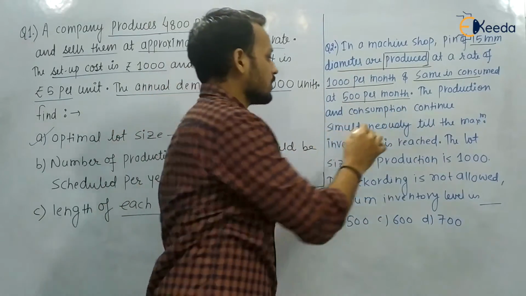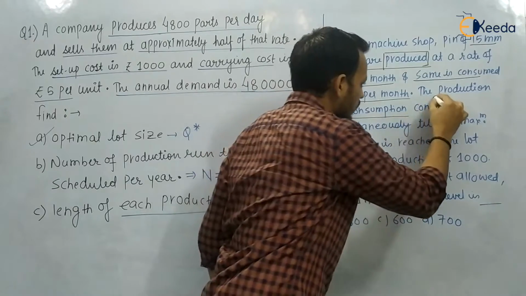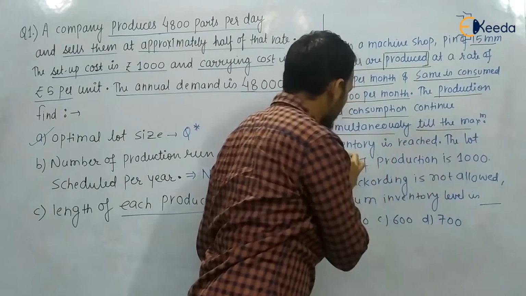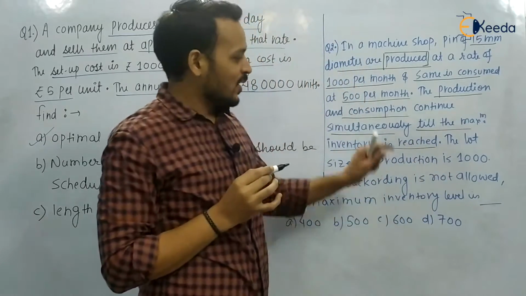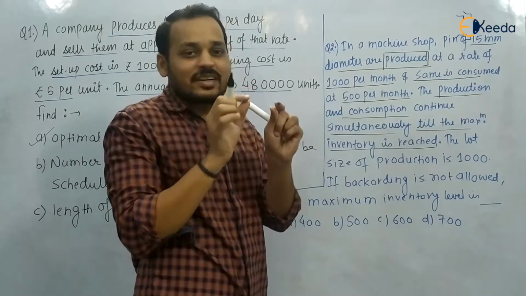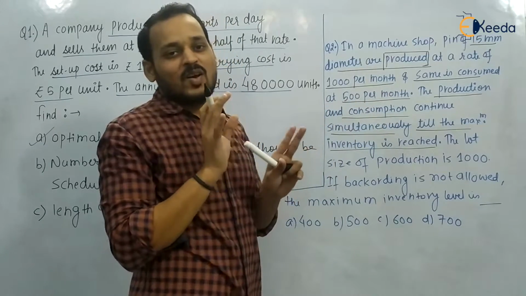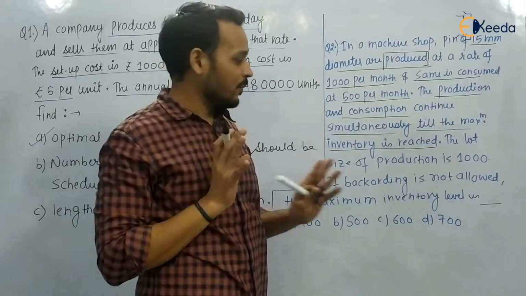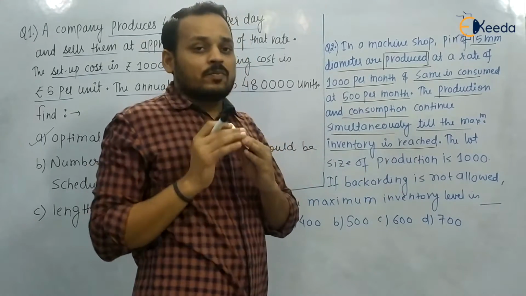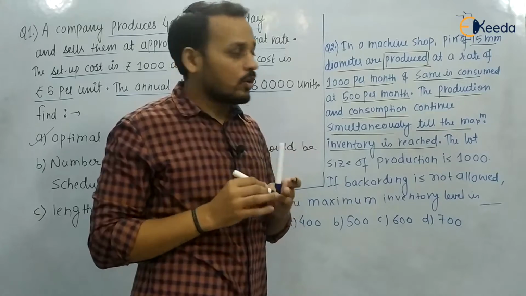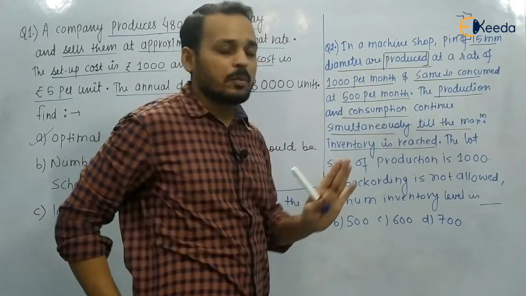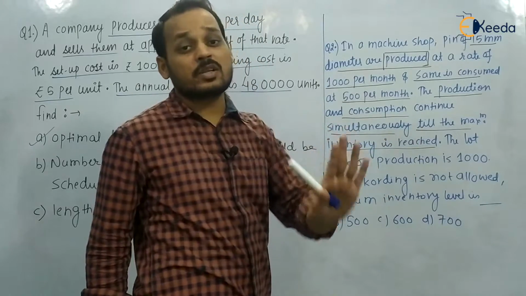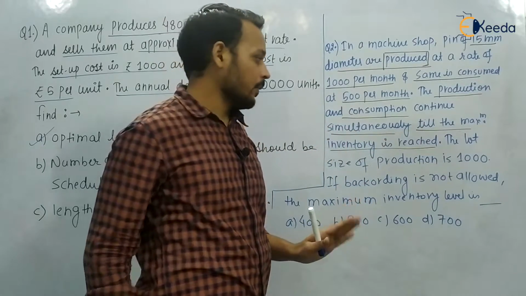The production and consumption continue simultaneously till the maximum inventory is reached. They have directly written the statement, or you can say the definition, of the production consumption model. We know that in this model production and consumption take place simultaneously up to the point where maximum inventory is reached, and after that only consumption takes place at a uniform rate.